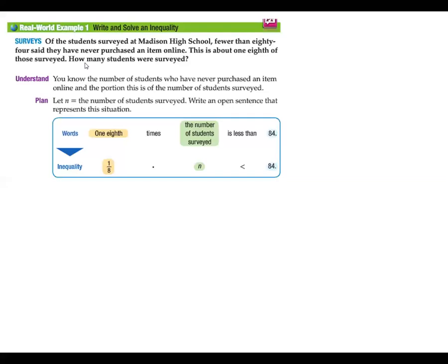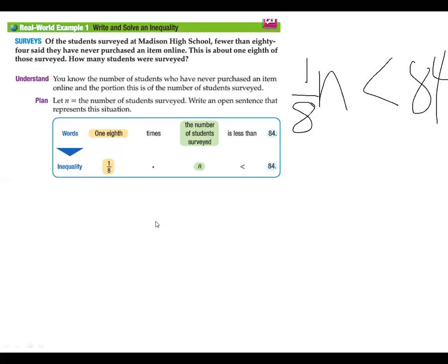So that's like n is less than 84. Not or equal to, because it didn't say 84 or less. They said fewer than 84. But they also said that that is actually 1/8 of the number of students surveyed. So if n represents the number of students surveyed, 1/8 of n should be less than 84. Okay, so now we just solve this inequality for n.